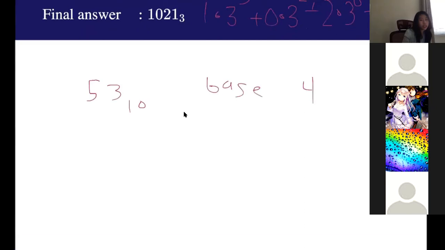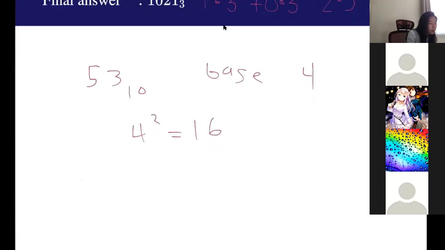The first thing we want to know is what's the largest exponent of 4 that fits into 53. Does anyone know? 2. 4 to the squared. Yes, you're right, thank you, Alyssa. So 4 squared is 16. 4 cubed would be 64, and that's too large. So we know there's not going to be anything greater than 4 squared.